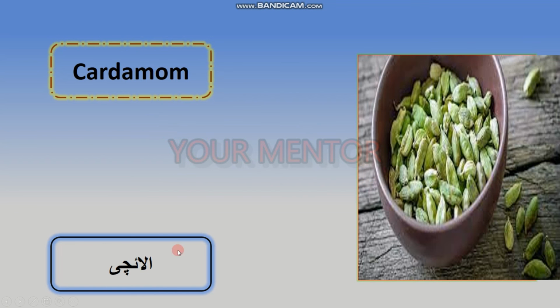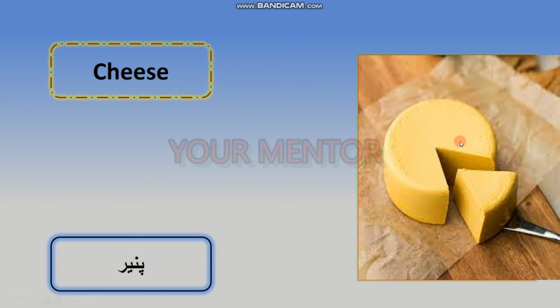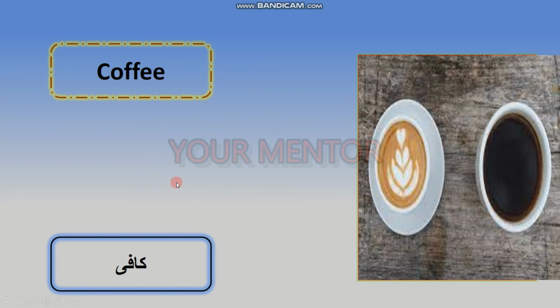Cardamom means elaichi. This is its picture. Castor seed. These are the pictures of castor seeds, and castor seeds means arand. Cheese. This is cheese. Cheese means paneer. Cream means malai. This is the picture of cream. Coffee means coffee. In Urdu also it is coffee. These are pictures of coffee.